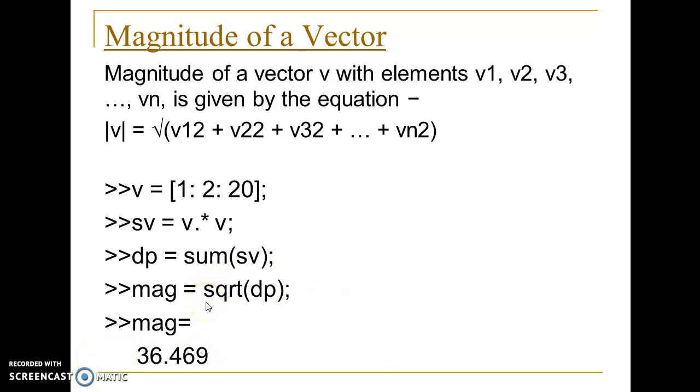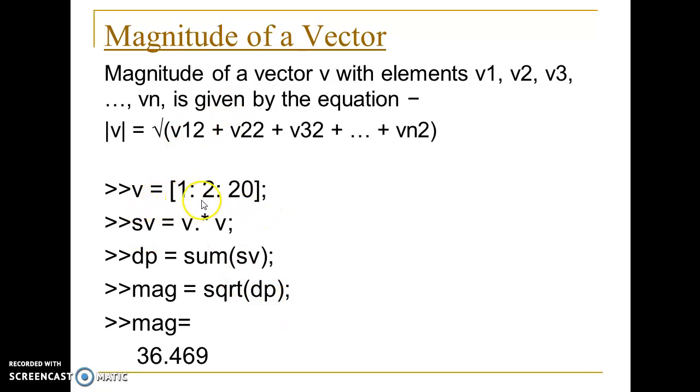Next, use the square root function to get the square root of the sum, which is also the magnitude of the vector V. So we write mag is equal to sqrt(dp). Now let us see this example.